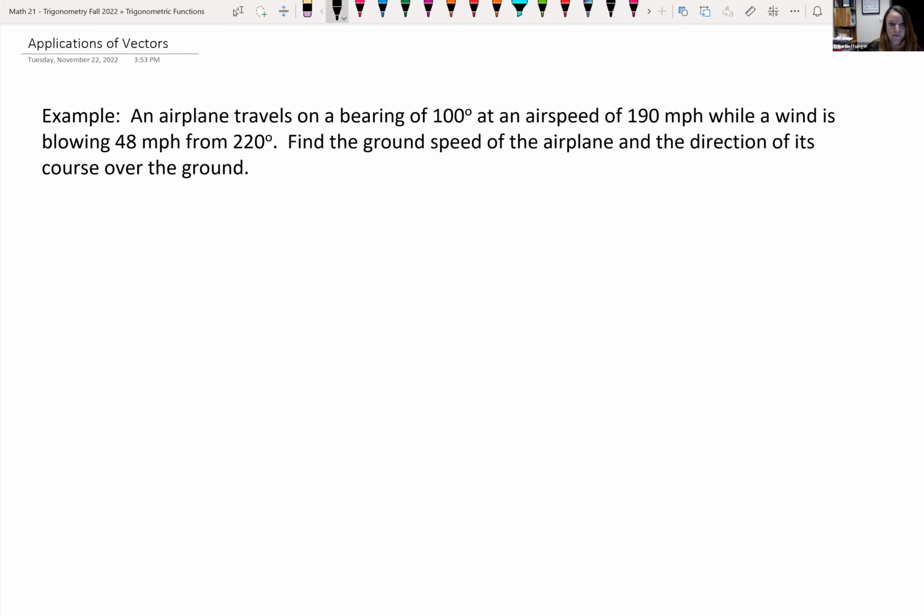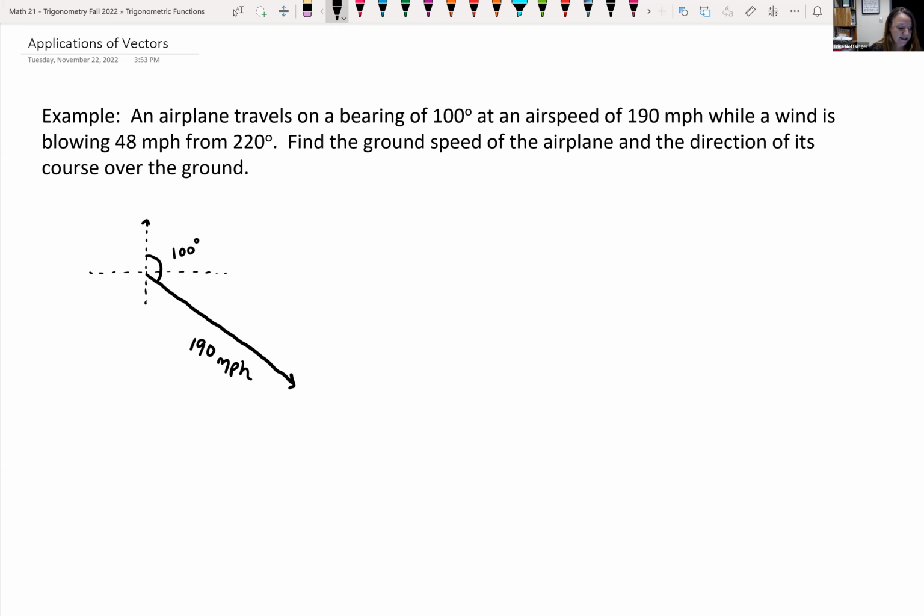Recall, if we're starting at a bearing of 100 degrees, we're starting at that north line and we're going clockwise. So I'm going to go clockwise 100 degrees, starting at the north line. And so we have a vector that looks like this. And the length here is its speed, which is 190 miles per hour.